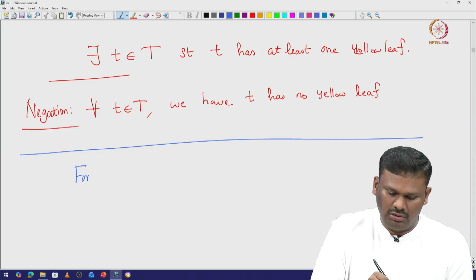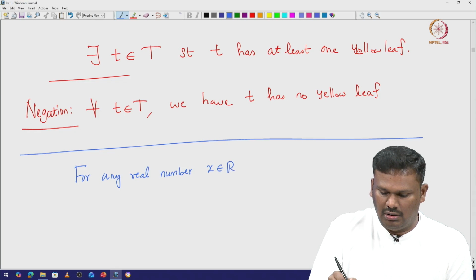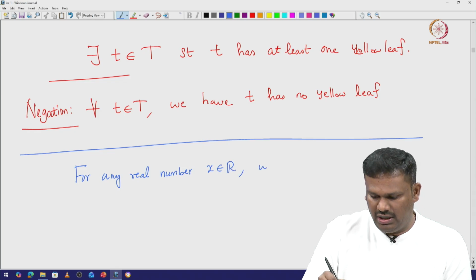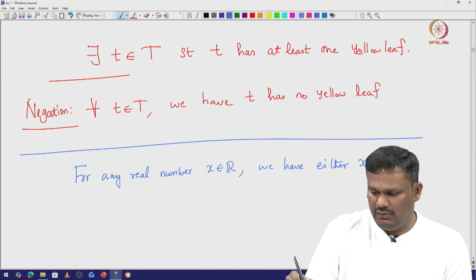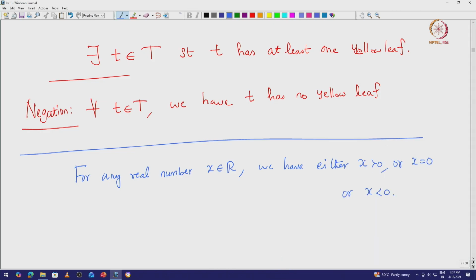So, for any real number x in R, we have either x is positive or x equal to 0 or x is negative.